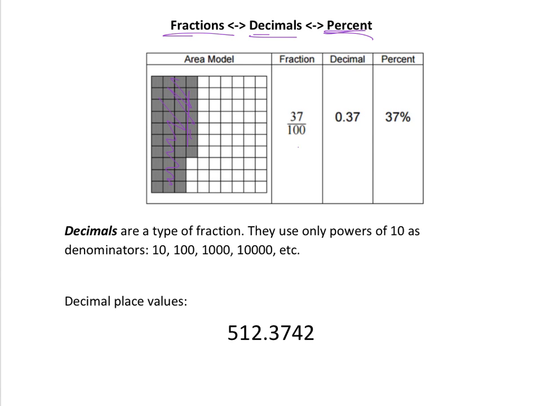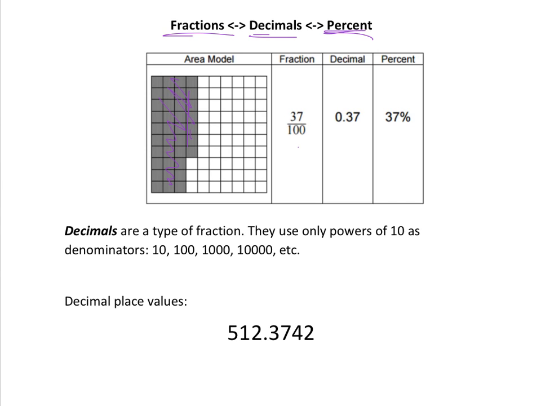We can represent that same value by writing a fraction, 37 over 100 or 37 100ths. The same value can be expressed as the decimal 0.37. And we can also write that as a percent. 37% of the squares are shaded in. And we're going to look at those representations of values one at a time and then look at the conversions.